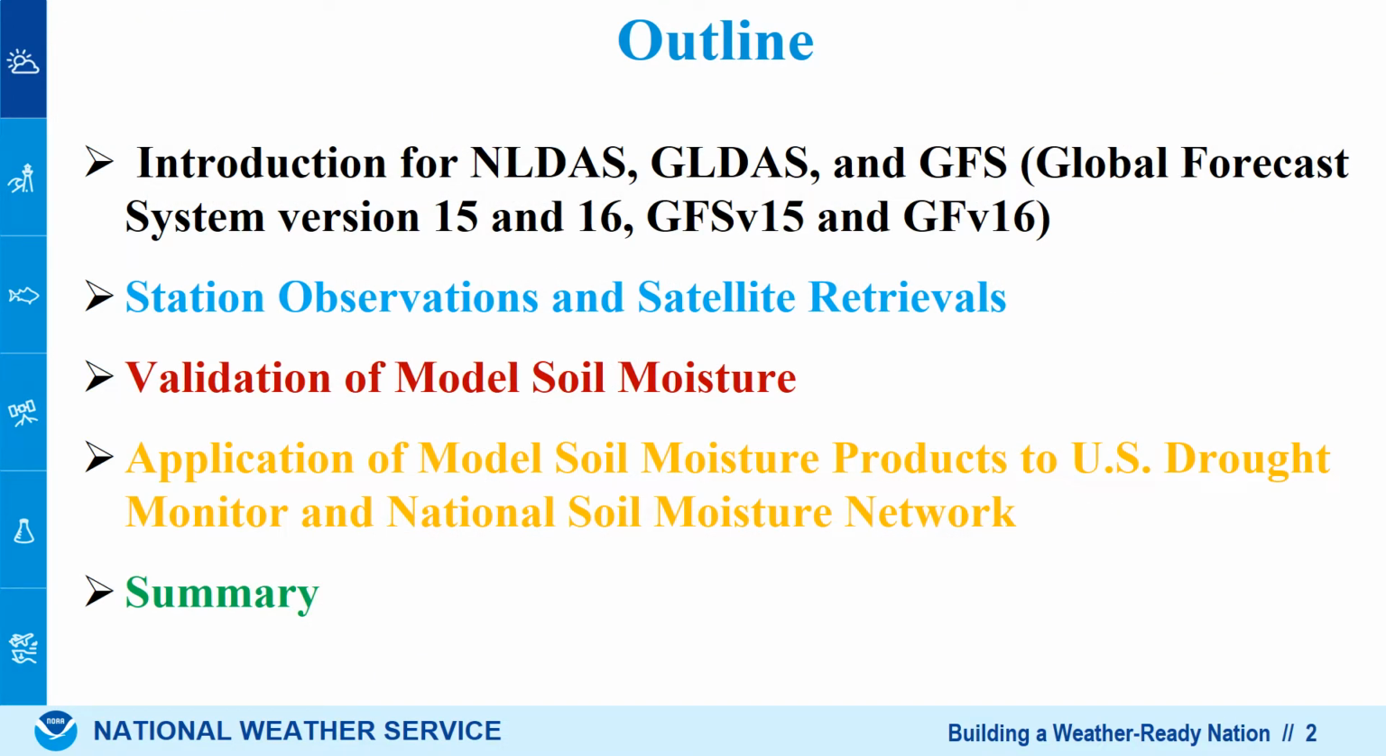This slide gives you an outline. The outline includes introduction for NLDAS, Geodata, and GFS, station observations and satellite retrievals, validation for model soil moisture, application of model soil moisture product to US Drought Monitor and the National Soil Moisture Network, and finally a summary.